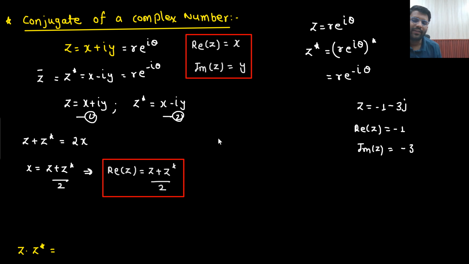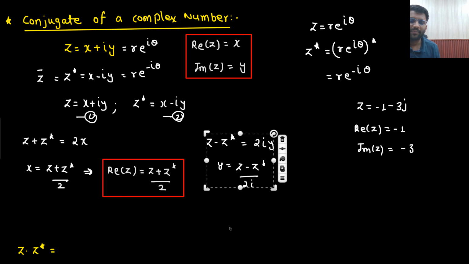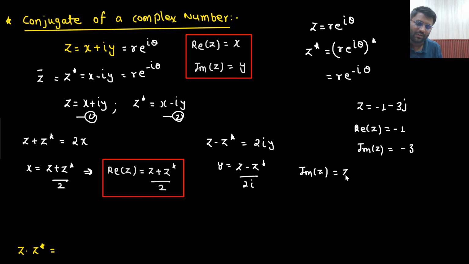Right? Now next I need to calculate Z minus Z conjugate. What is Z minus Z conjugate? Z minus Z conjugate will simply be 2 iota y. So from here the value of y is coming out to be Z minus Z conjugate divided by 2 iota. So what answer you are getting? Imaginary part of Z is coming out to be nothing but Z minus Z conjugate divided by 2 iota.